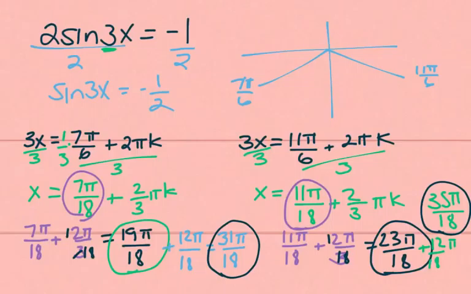So I keep going. Now if I add 12 pi again, I end up with 43 pi over 18, which is bigger than 2. So you want to keep adding your adjusted interval until you hit 2 pi or something bigger than 2 pi.